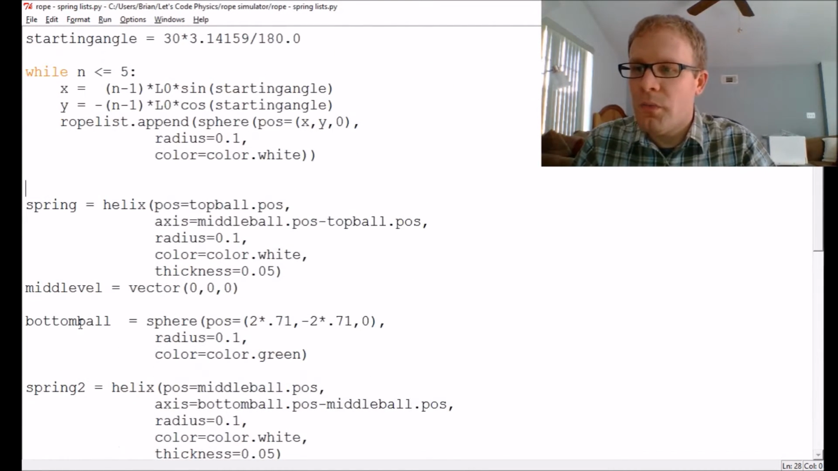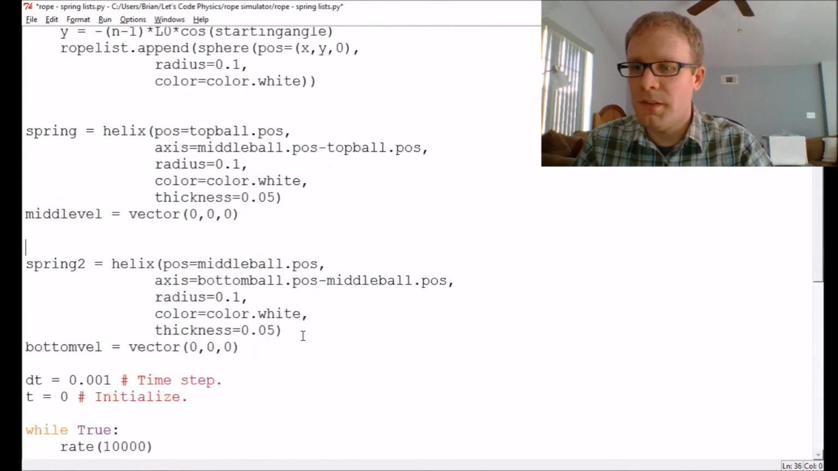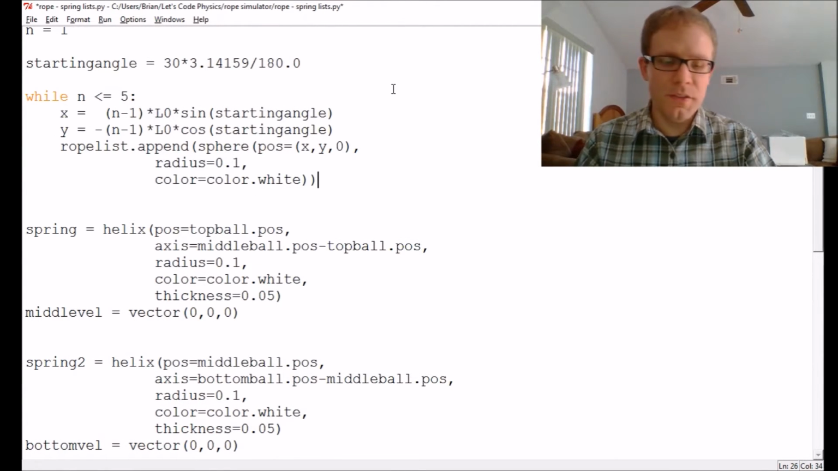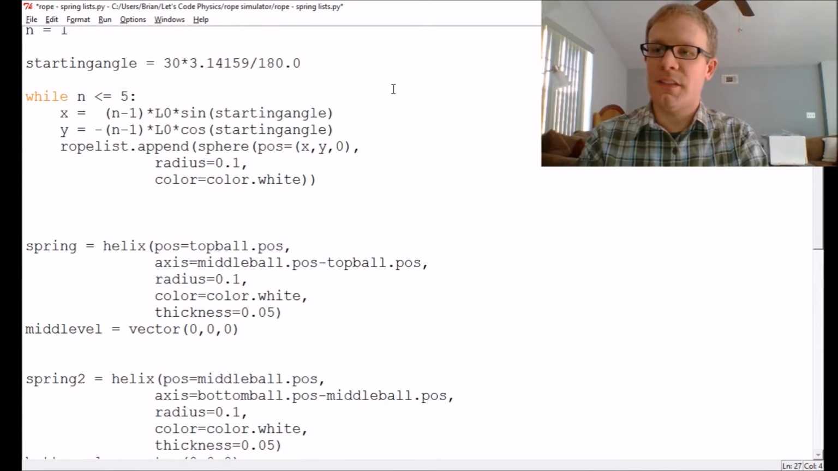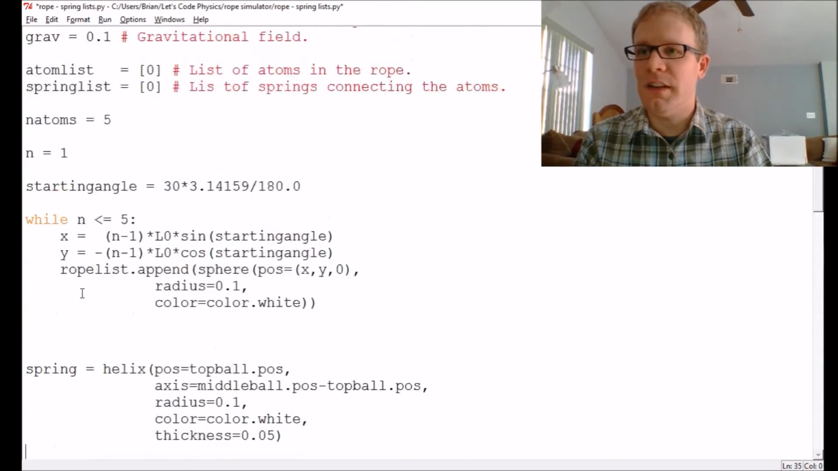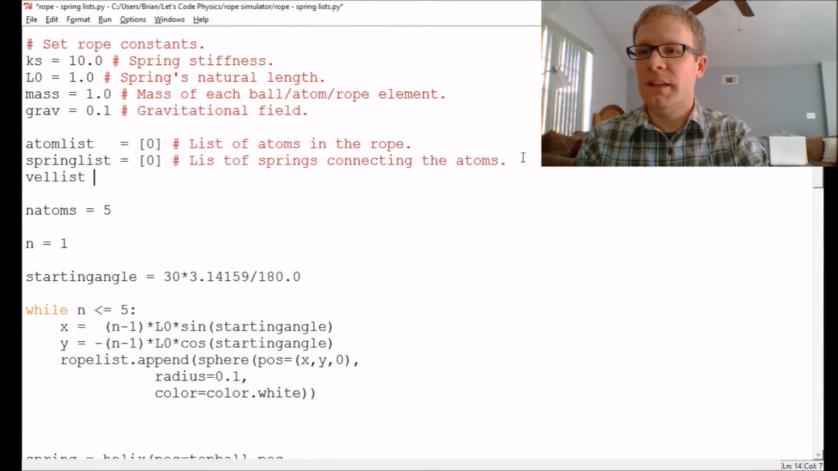And so now I can get rid of all the rest of the sphere creation commands. And I also need to start giving these things velocities. So instead of having individual velocities, I now need a velocity list. I forgot to add that up here. So we'll call that vel list.